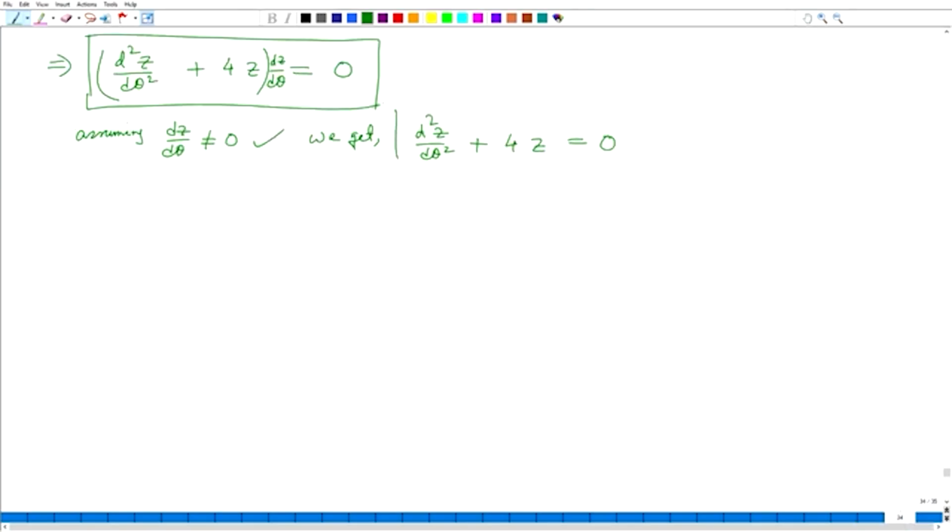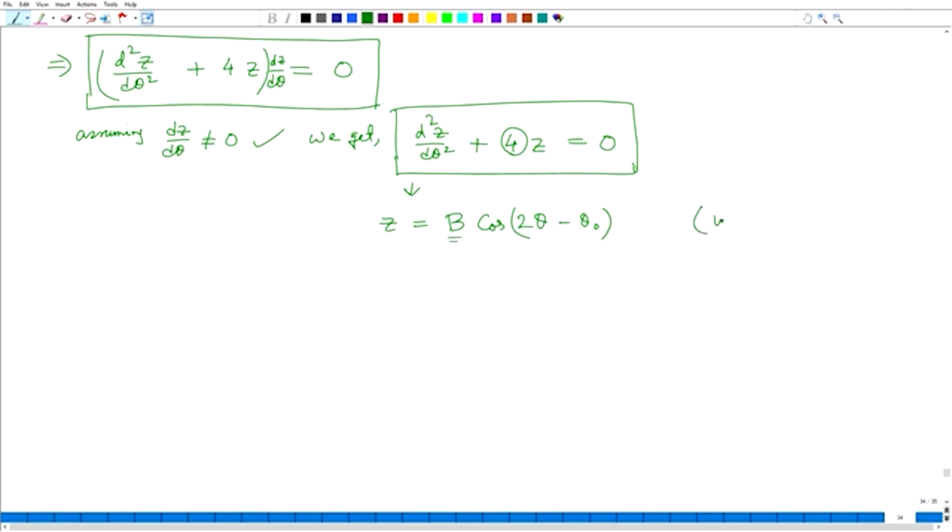So, finally, I get an equation which you all know. This is the equation of simple harmonic oscillations, but this is for z. So, for z I can write the solution as some b cos, since this is 4, so it is ω², so I have to write cos(2θ − θ0).